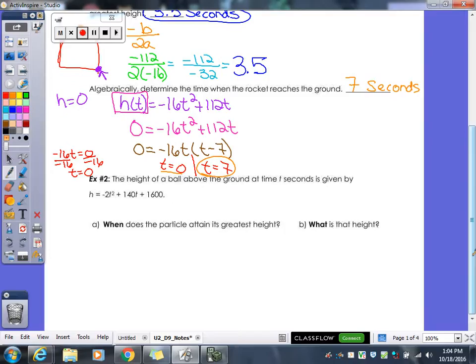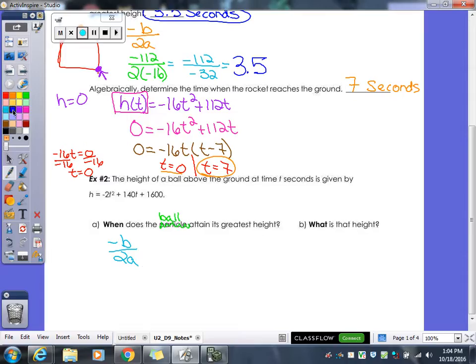All right, number 2, we have the height of a ball above the ground at time t seconds is given by that equation. When does the ball attain its greatest height? So we're looking for a time right now. We're looking for when it gets to the height. So when we're looking for when it gets to the greatest height, we use our negative b over 2a.